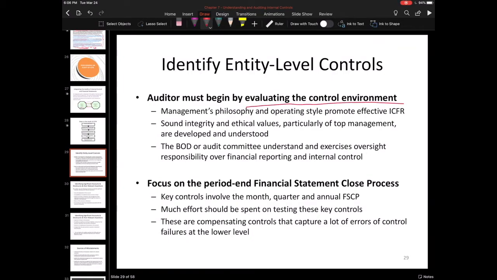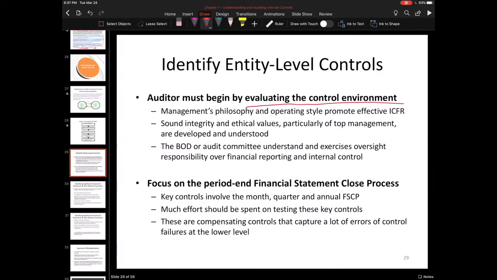Okay, so I have this step here which talks about evaluating or understanding the control environment. So this is kind of that top level stuff of making sure I understand things like tone at the top, what management is doing, what the board and audit committee are like. And then I need to make sure I understand the financial statement close process.